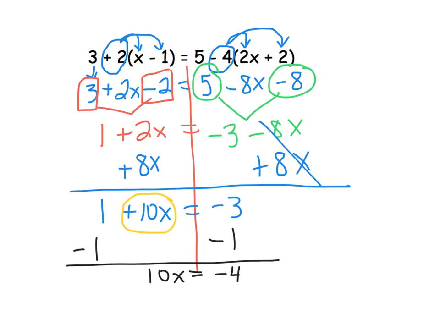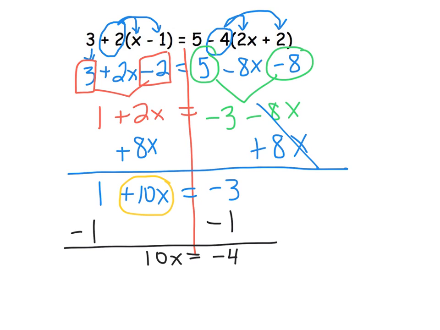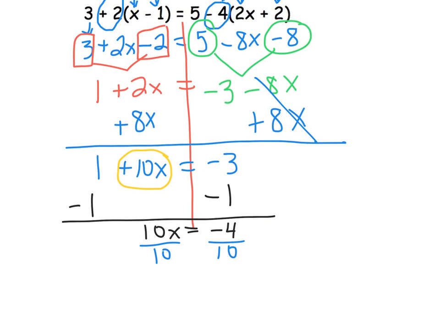So I'm almost done. At this point, my x is being multiplied times 10. So the inverse of multiplying is to divide. I'm going to divide both sides of my equation by 10. What that leaves me with is x equals -4 over 10, which can be reduced to -2 over 5. And that's my answer.